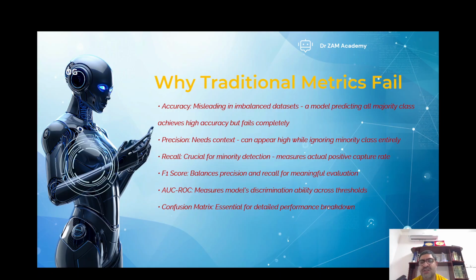So these traditional metrics definitely fail. Accuracy can be misleading, and precision will have a context. We cannot simply take it. Recall is crucial for minority detection, measuring the actual positive capture rate. So if we see all of these which have been mentioned, this can be said to be the traditional metrics, and that fails when it comes to data imbalance.